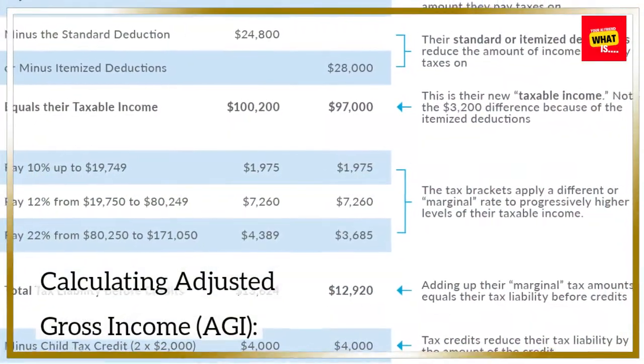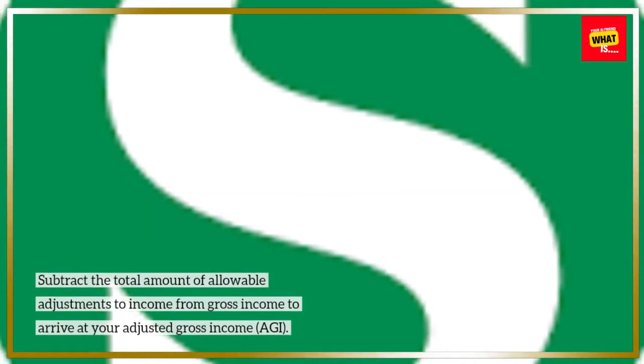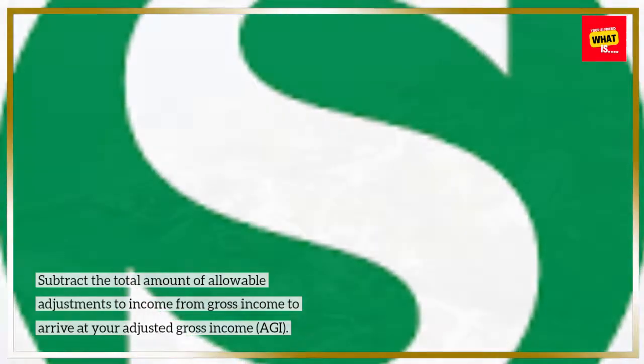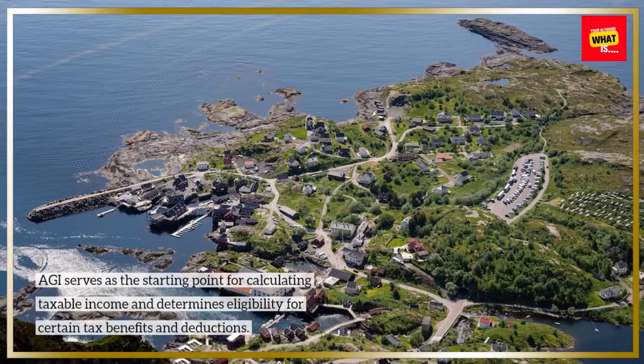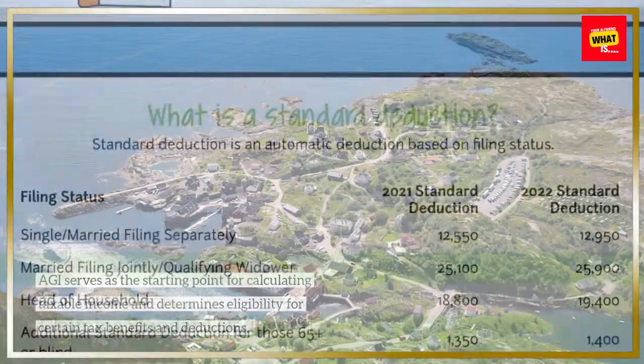Calculating adjusted gross income, AGI. Subtract the total amount of allowable adjustments to income from gross income to arrive at your adjusted gross income, AGI. AGI serves as the starting point for calculating taxable income and determines eligibility for certain tax benefits and deductions.